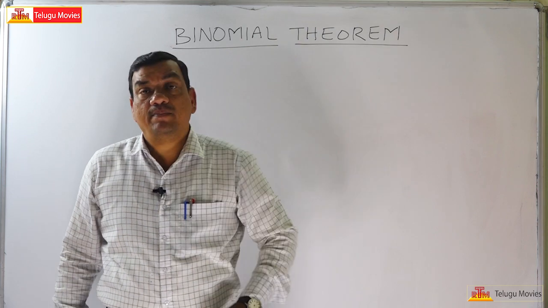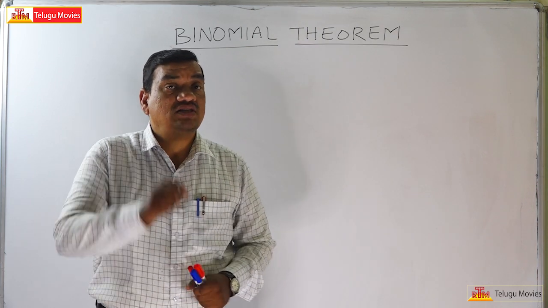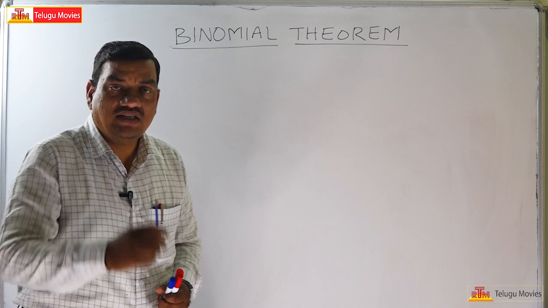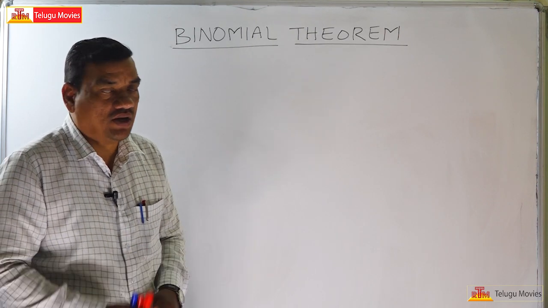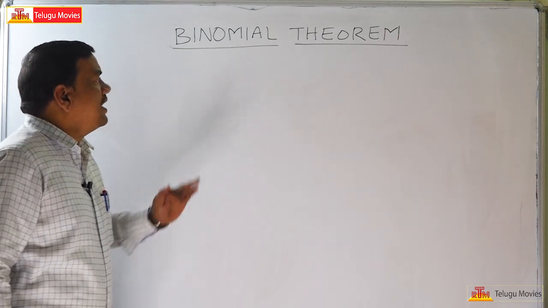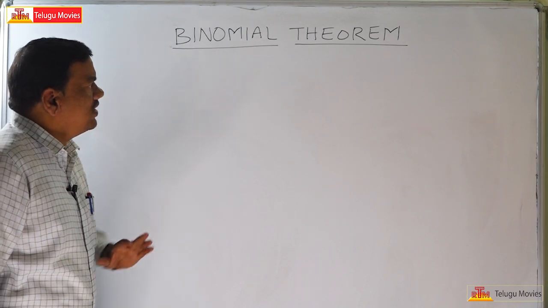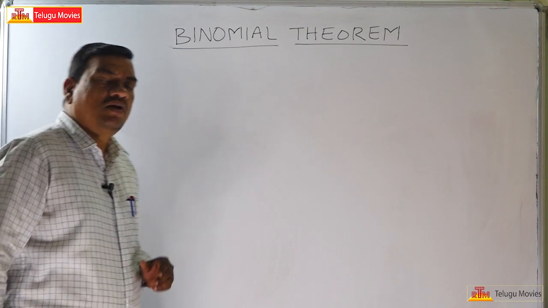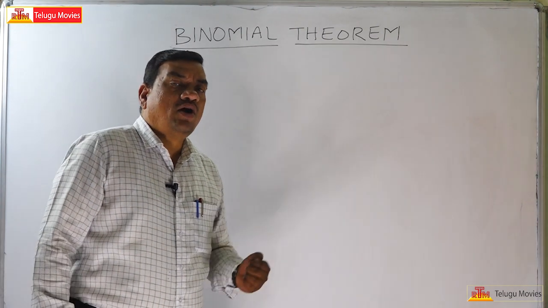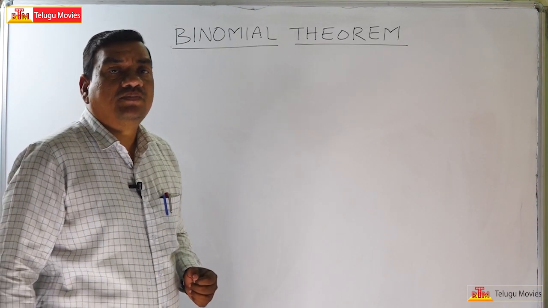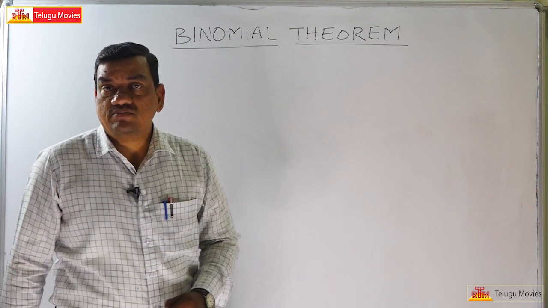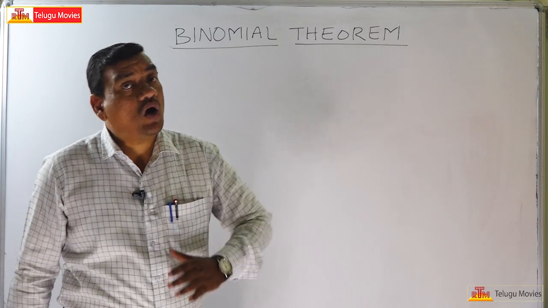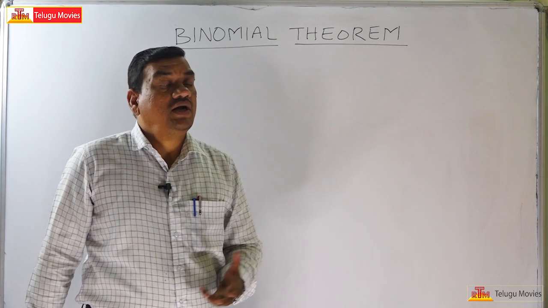From the basic concepts onwards I am going to explain. So let us see this chapter. The first thing is the binomial theorem. Leave the theorem aside for now. What is a binomial? Everybody knows that a binomial is an algebraic expression containing two terms separated by either plus or minus. That is called a binomial.